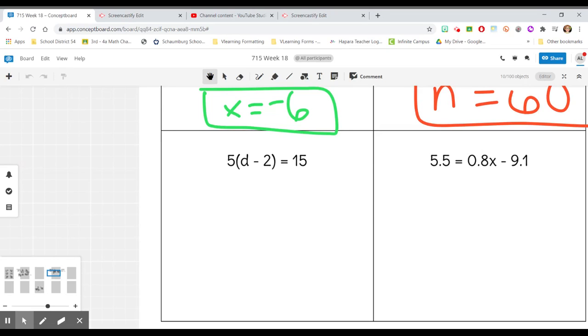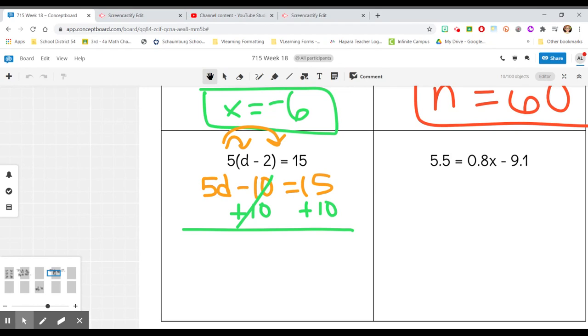This next question is a little trickier because it combines the distributive property and solving equations. The first step is to use the distributive property to distribute the 5 to the quantity d minus 2. So we are actually solving 5d minus 10 equals 15. Now we can solve this in two steps by getting rid of addition or subtraction first. So we're going to add 10 to both sides of the equation.